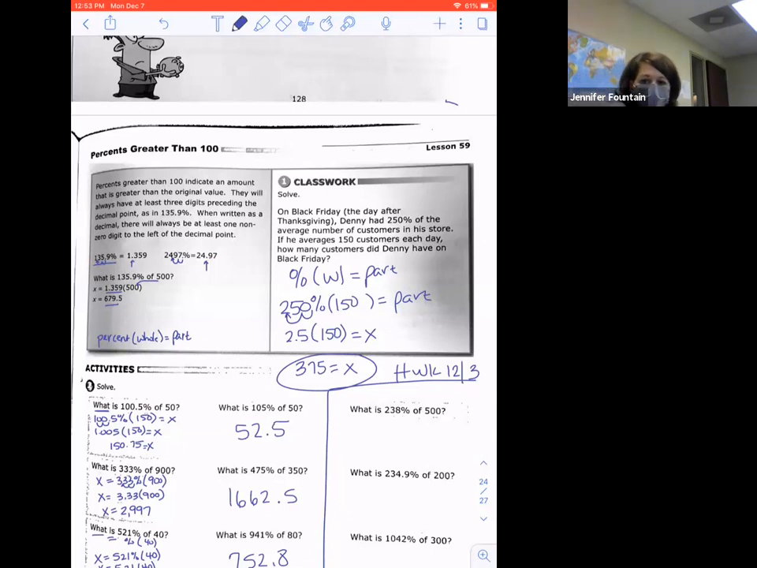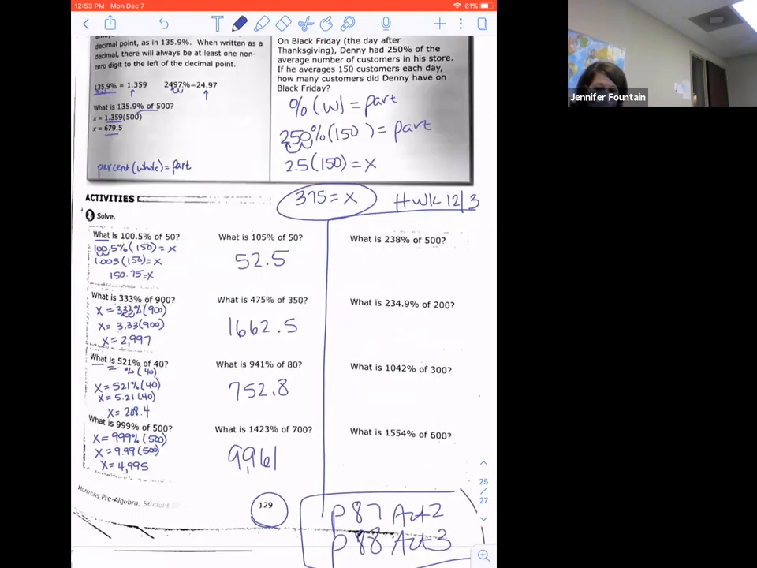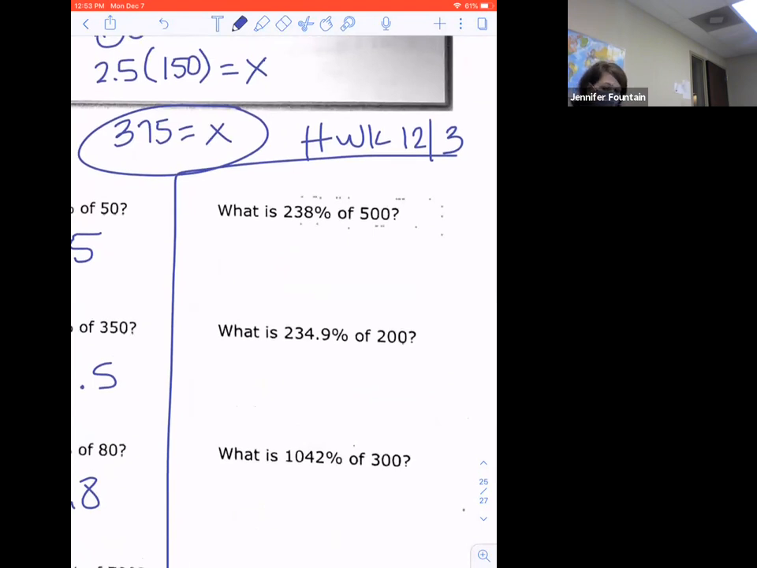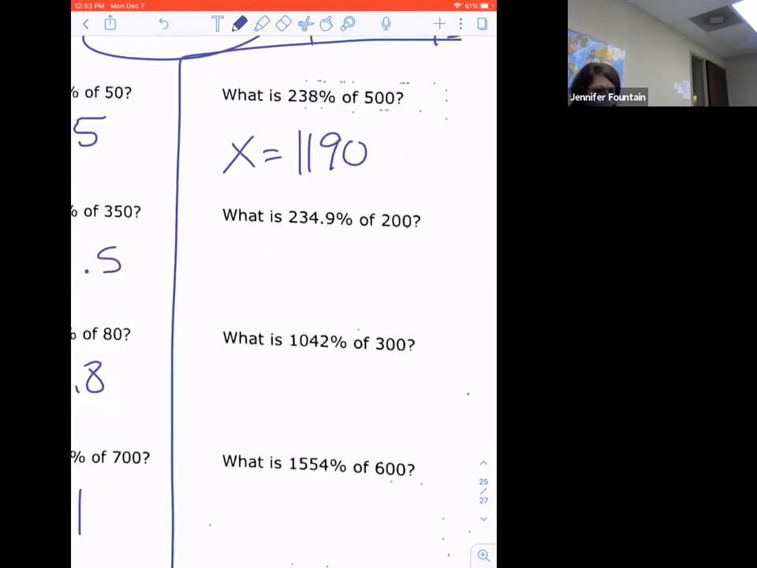Okay, so in lesson 59, let me bring up my participants just in case Avery tries to log in. All right, so lesson 59, we had this right-hand column. And we're dealing with our percents, and we said what is 238% of 500? And so we find that 238% of 500 is 1,190. Remember, we talked about how when I have a percent that is larger than 100%, I know my part is going to be larger than my whole number, so 1,190.